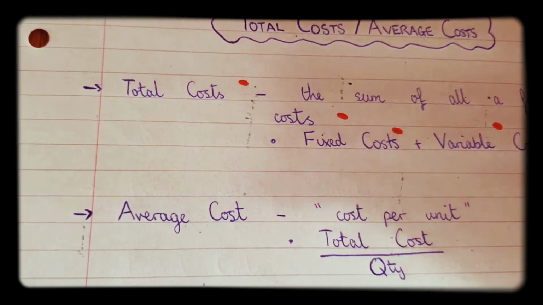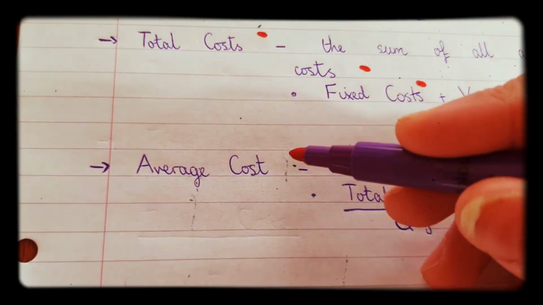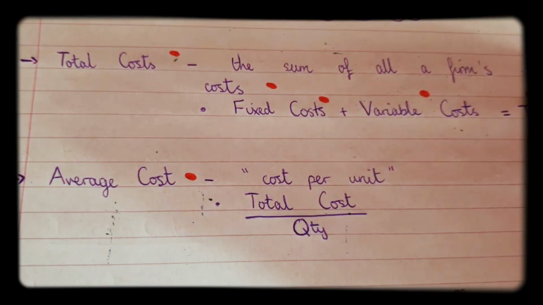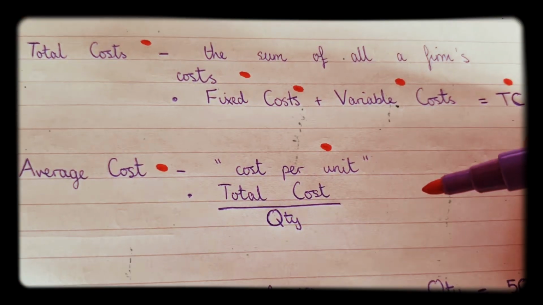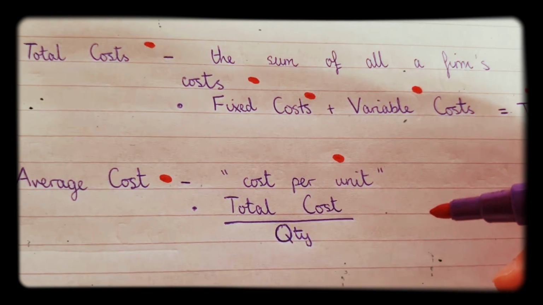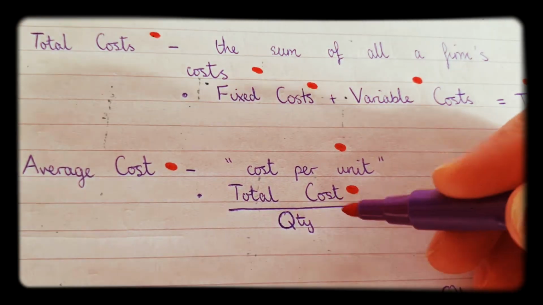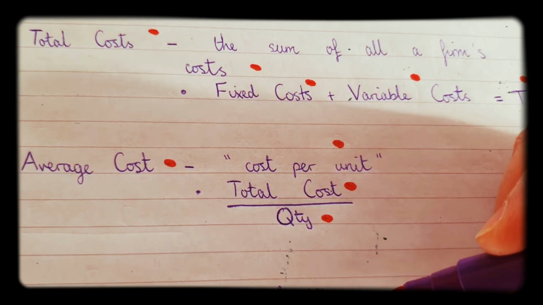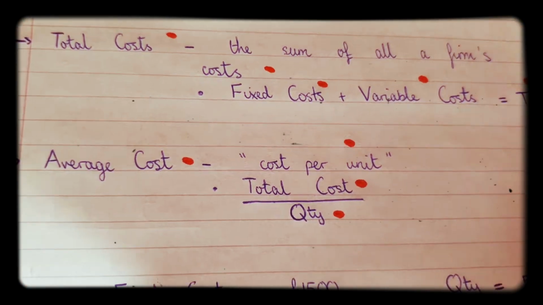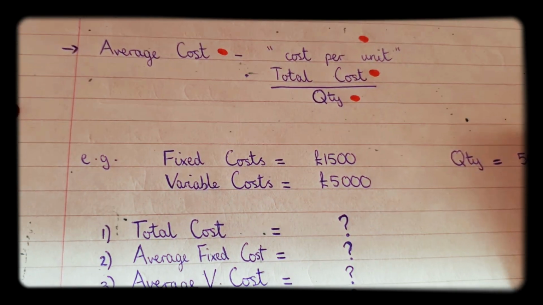So moving on to average cost. Average cost is also known as the cost per unit. The way you work out an average cost is you take the total cost and divide it by the quantity. In this video there's going to be a little exercise for you to complete.